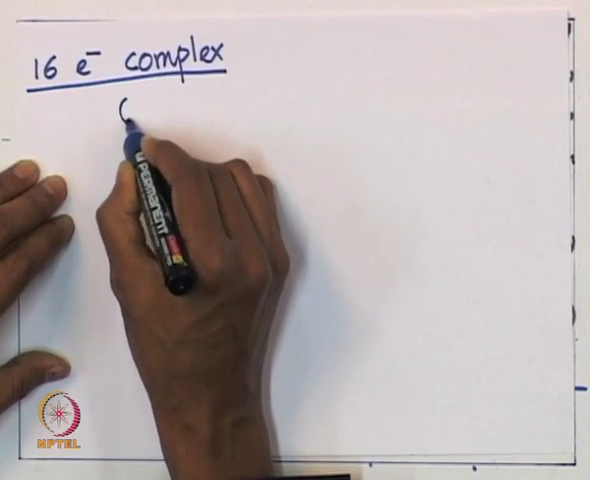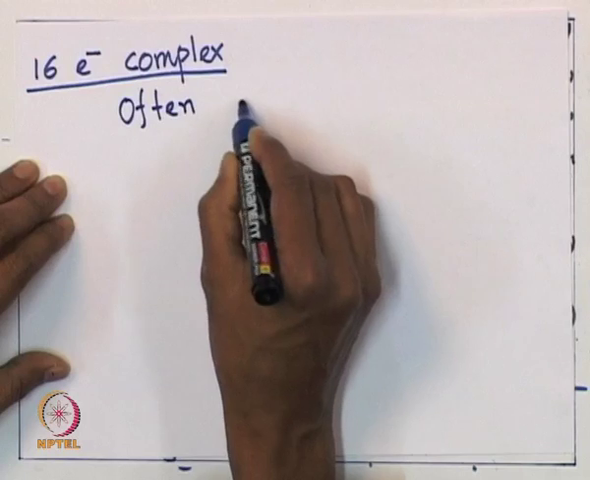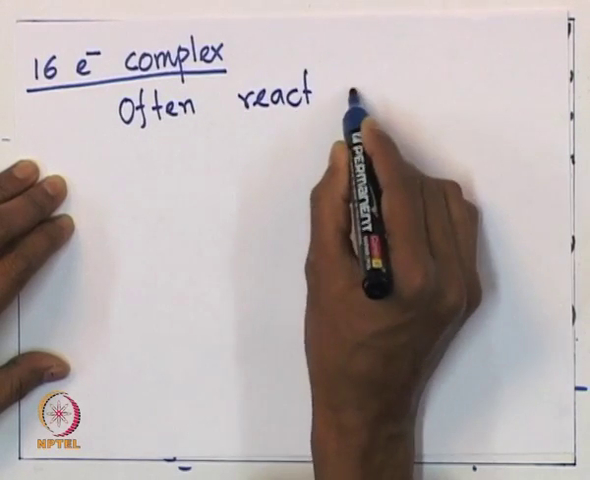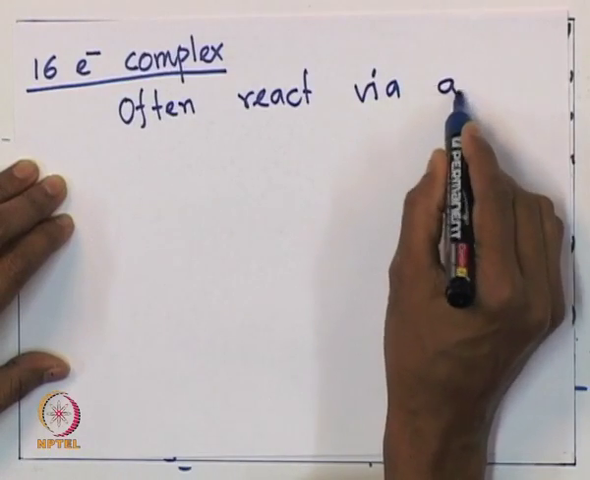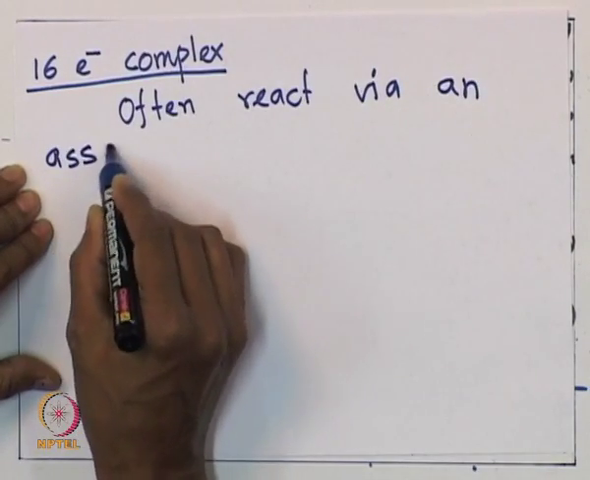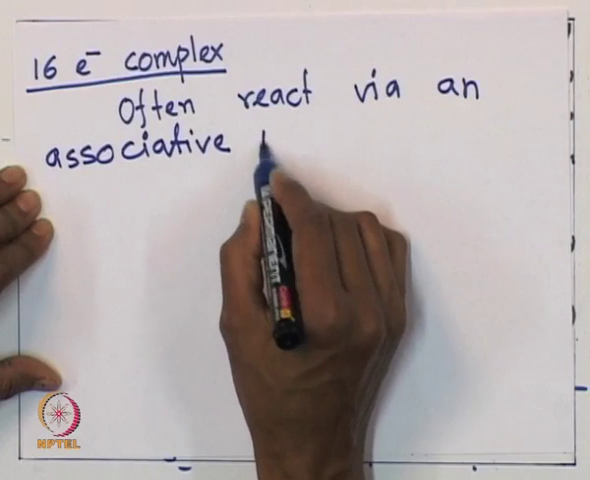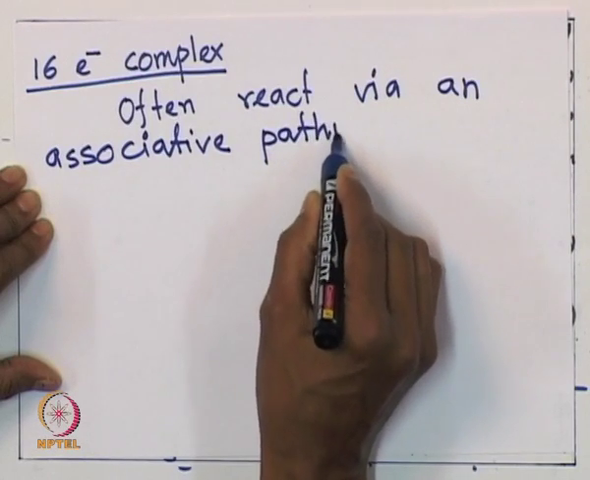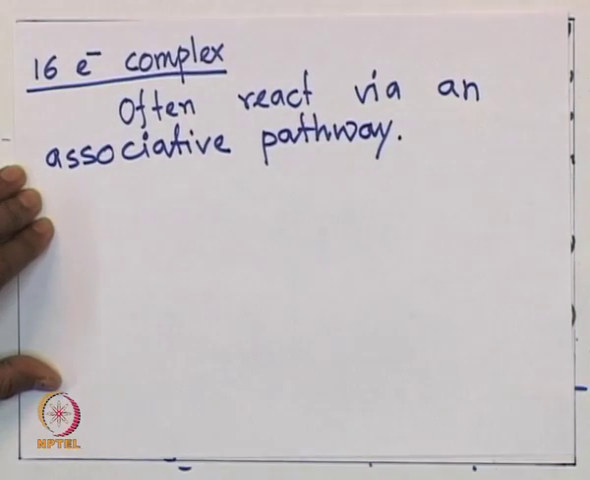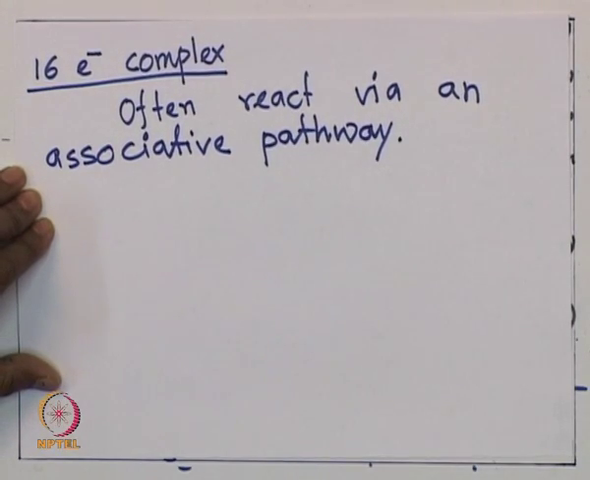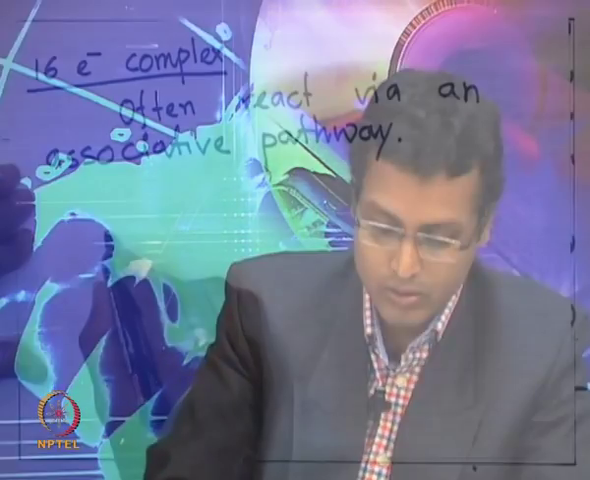Before going into that, let us discuss the 16 electron complex reactivity pattern, that they often react via an associative pathway. There are two ways of reactions, one is the associative pathway, another is the dissociative pathway. I will come shortly to that. So, with 16 electron complexes, what you will often see is they react via an associative pathway. Let us discuss with an example.